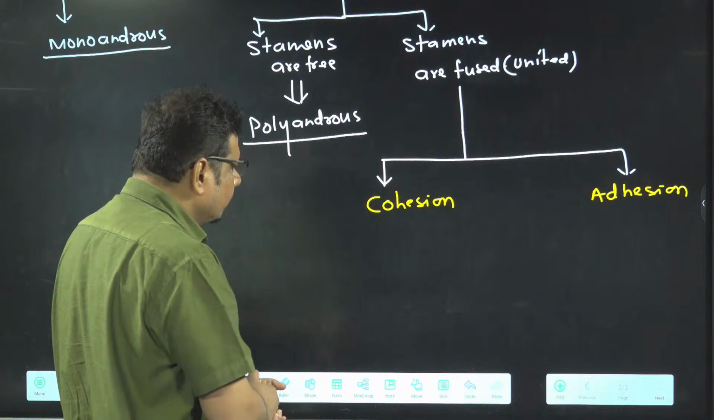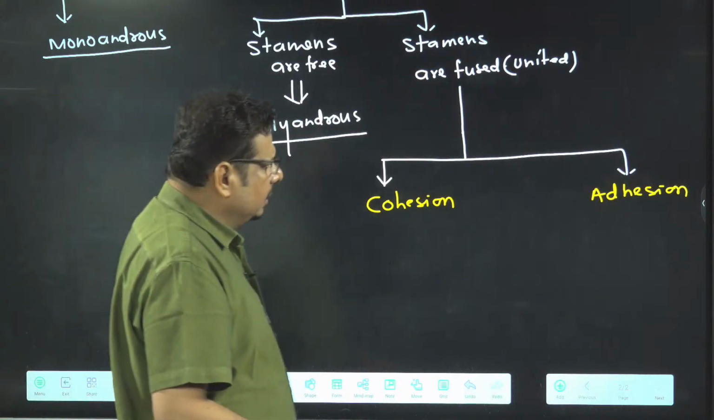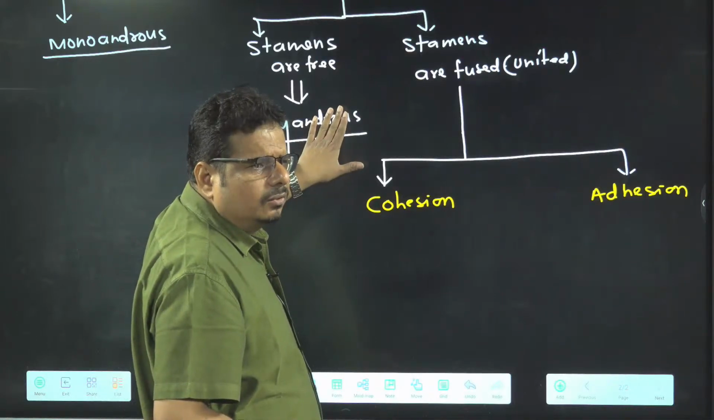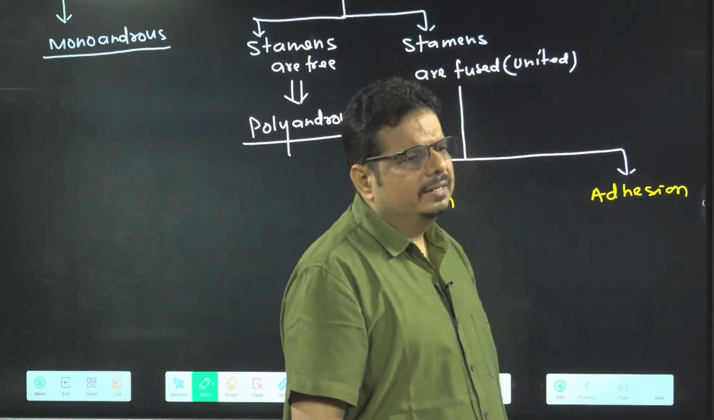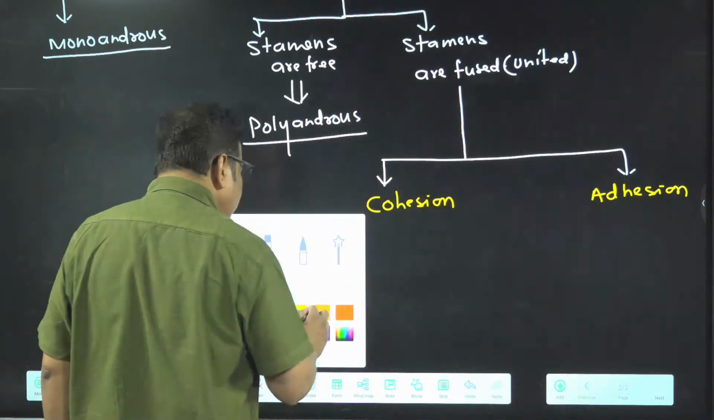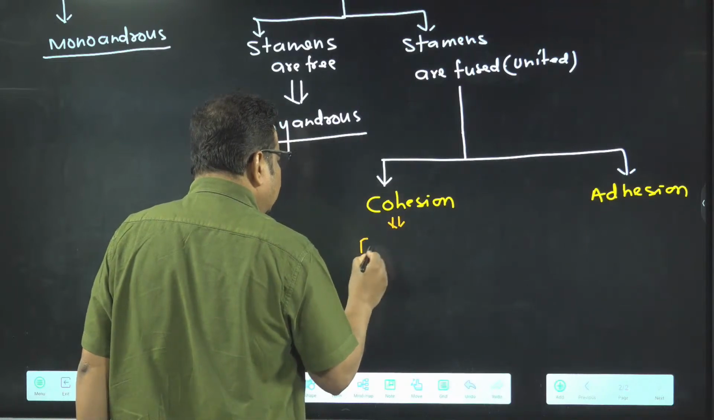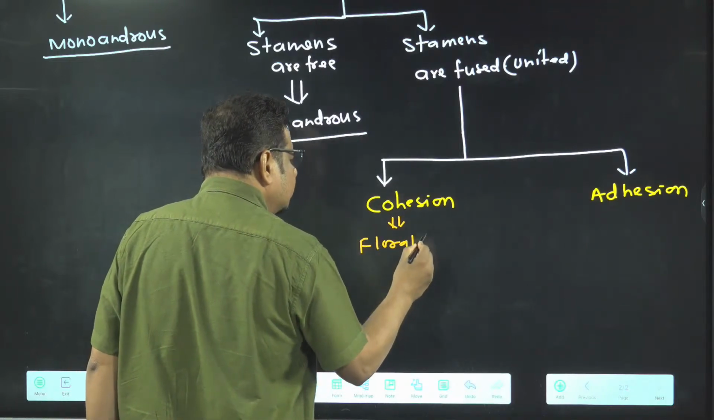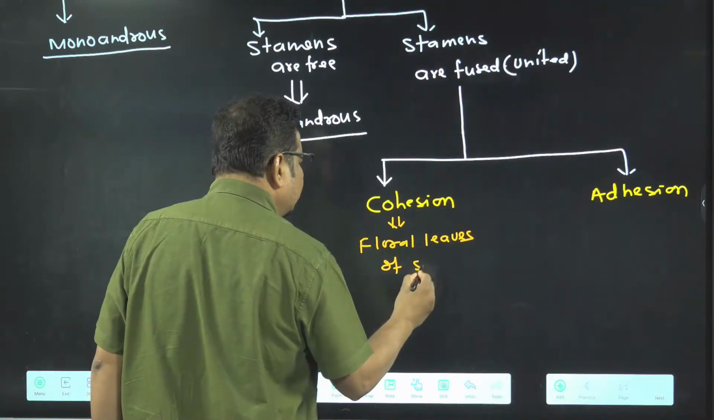What is adhesion? Suppose I am touching the wall with my hand. It is called adhesion. Getting the idea? Is it clear? Is it all right? So during cohesion, what happens? Who will fuse together? Floral leaves of the same whorl fuse together.